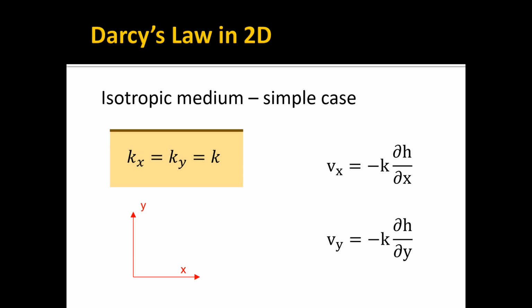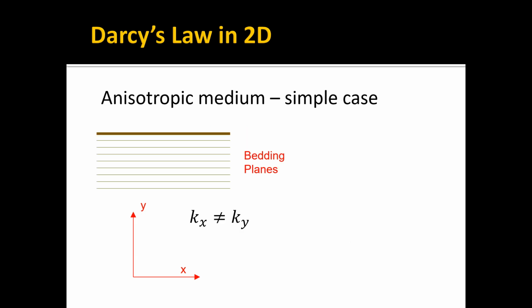And Vy is equal to minus K del h del y. So another way to state this is the flow in the x direction is equal to the hydraulic conductivity times the hydraulic gradient in the x direction. The flow in the y direction is equal to the hydraulic conductivity times the hydraulic gradient in the y direction. So far, very simple. Now, what happens when we have an anisotropic medium?